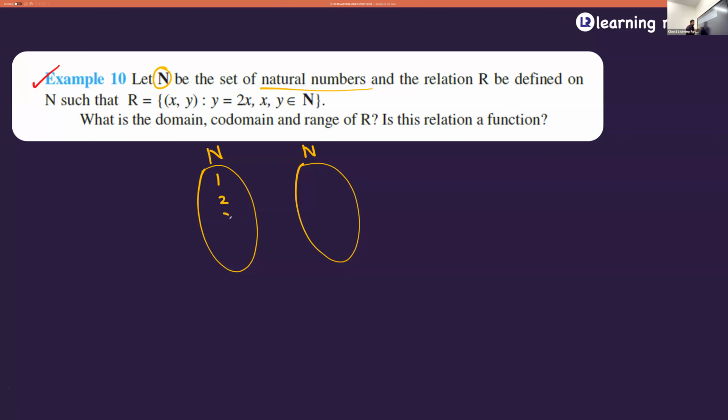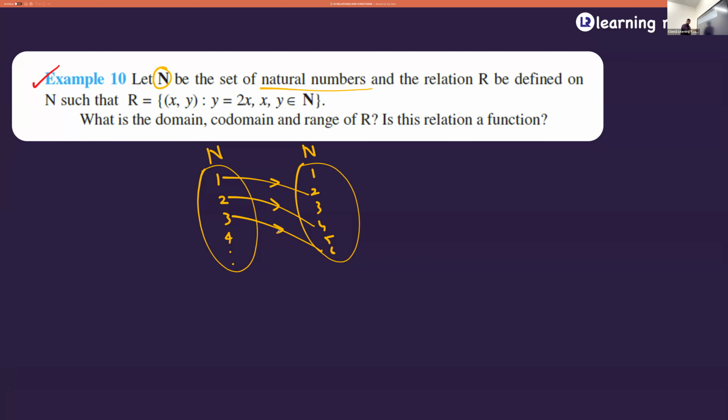So if I take the elements to be 1, 2, 3, 4, and so on, here what will I have? 1 is mapped to 2, 2 is mapped to 4, 3 is mapped to 6. Like this, it keeps on going, right? So first question to be answered, is this relation a function? Yes, it is a function.